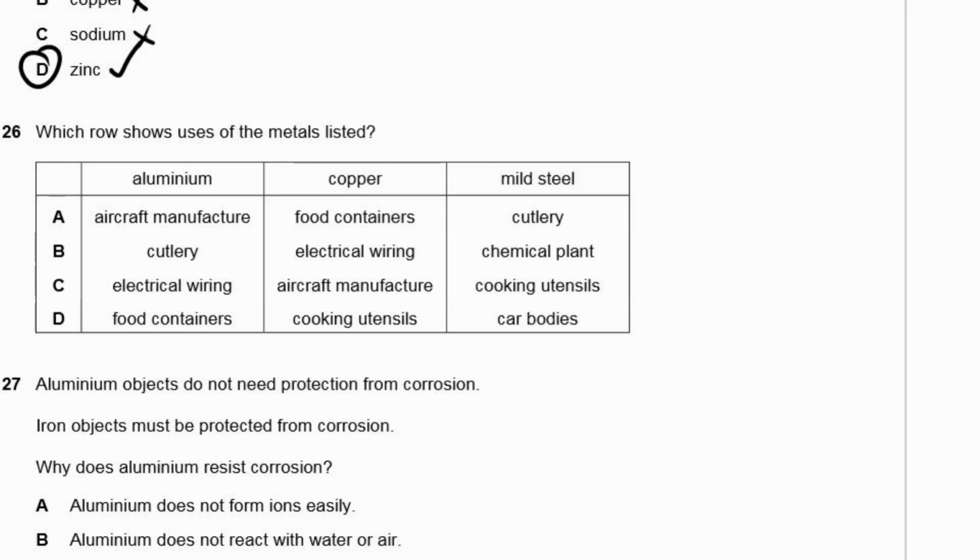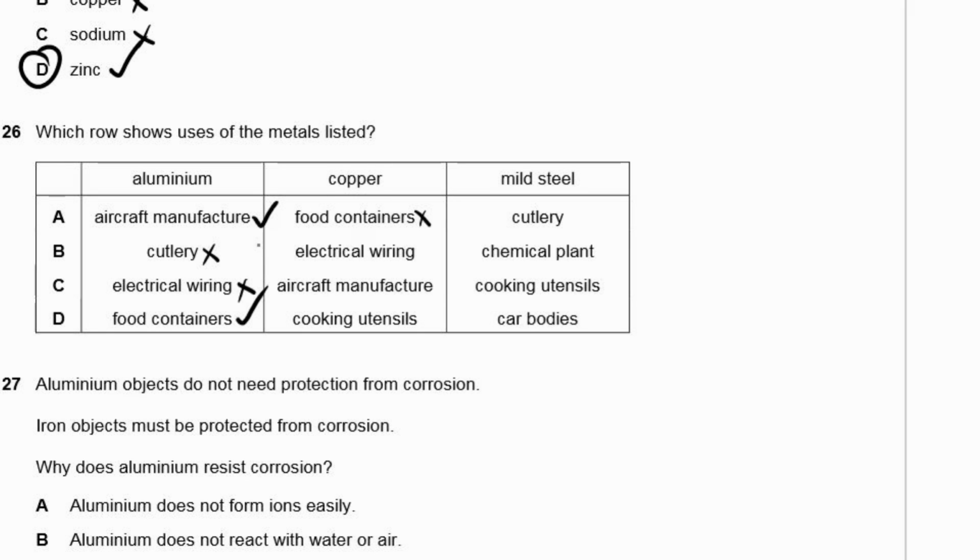Question 26. Which row shows uses of the metals listed? Okay, so aluminium is used in aircraft manufacture. Yes. Cutlery, not really. Steel is used instead of aluminium. Electrical wiring, nope. Copper is used instead of aluminium. And food containers, yes. So copper is used in food containers.